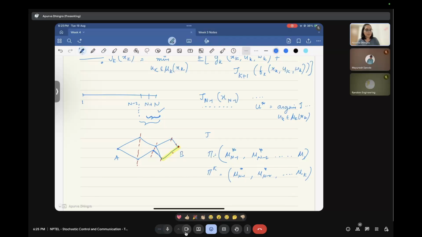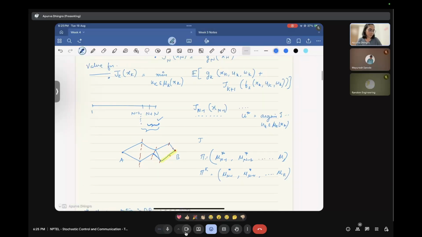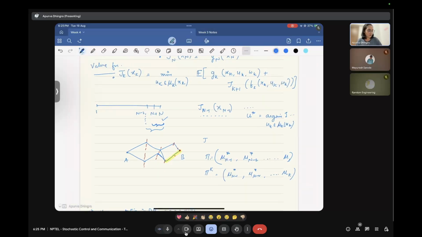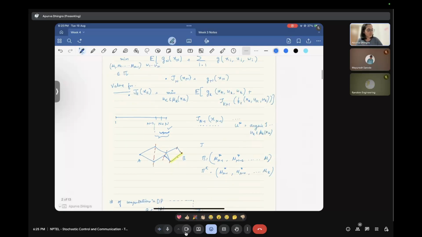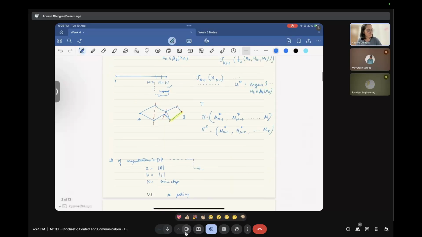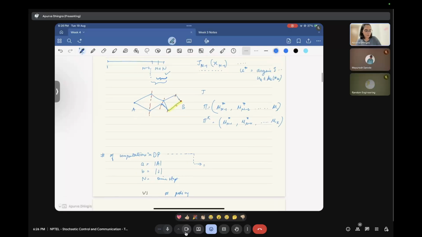Is this point clear? So this is just an intuitive idea of what we are up to, what this dynamic programming is all about. Now, apart from the fact that this came as a result of a theorem, one more reason why this is helpful is that if we look at the number of computations required in DP and compare it with the search over all policies, you'd see a dramatic change.